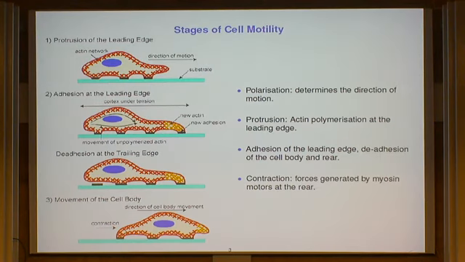My naive understanding of cell motility is that it can be split into 4 stages. You have an initial stage where the cell polarizes and develops a front and a back, and here it determines its direction of motion. So it's going to move forwards.